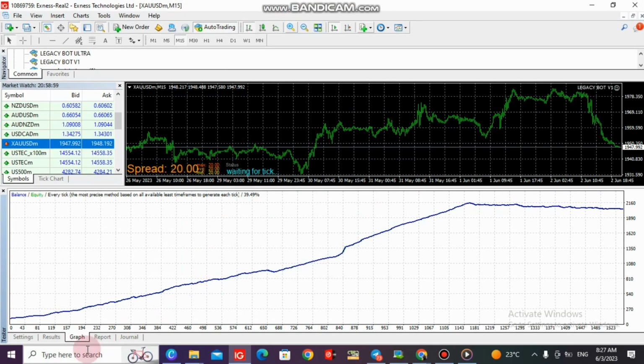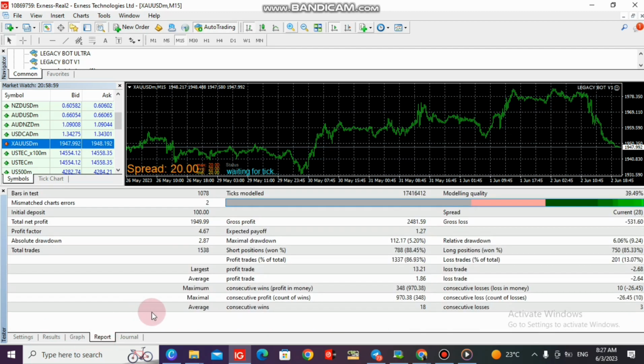Yeah, let's look at the results using the robot on a currency pair. So yep, in the duration of about a year and 6 months, these are the current results.